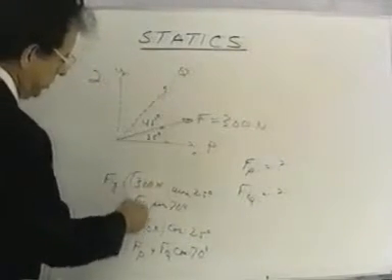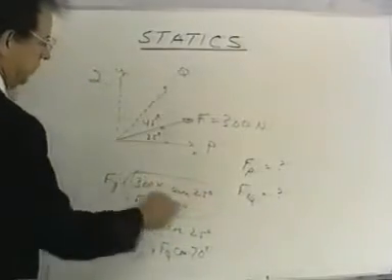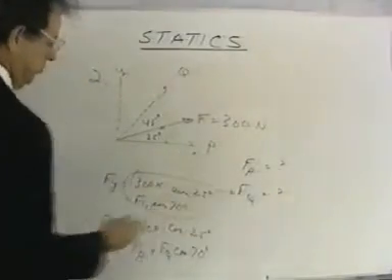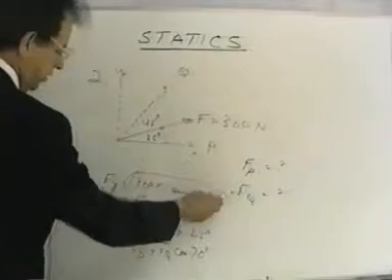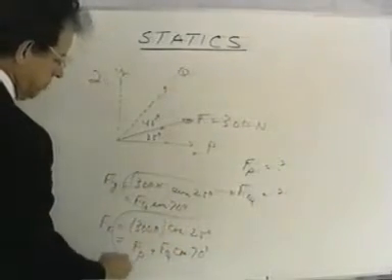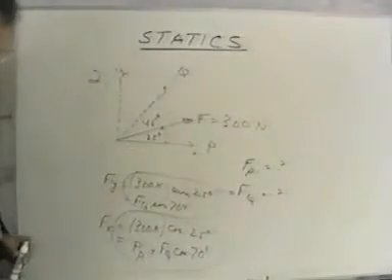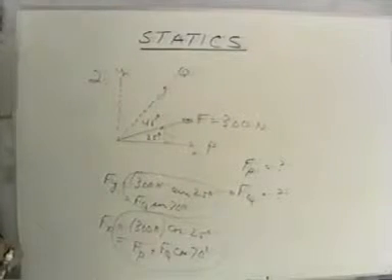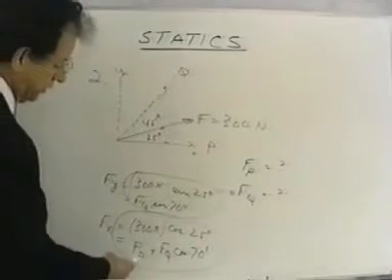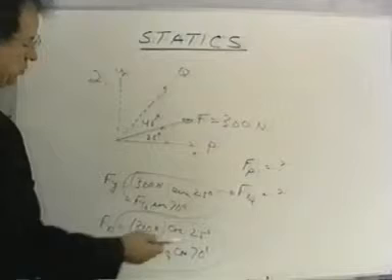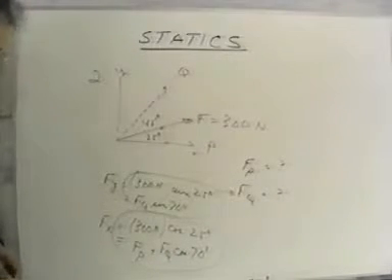From this equation, I can solve for F sub Q, and once I have that value, I go to this second equation, and I can solve for F sub P. So basically it becomes two equations with two unknowns. Let's just put some numbers in here very quickly.